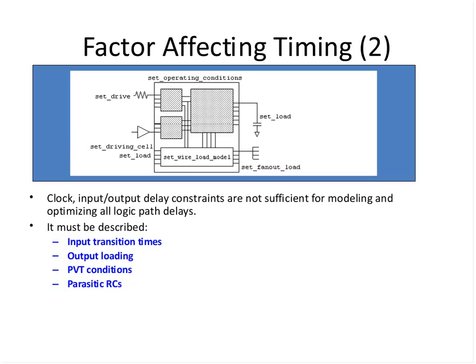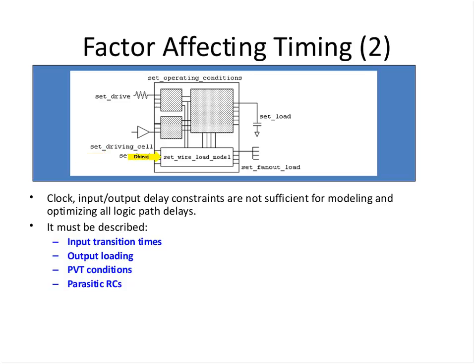Don't worry about the set drive command. Set drive is not used extensively now. It's either set driving cell or set input transition at the input side. Although you could also set load at the input, but it will help again. So set driving cell and set load go together. You can set the driving cell and you can set the load. So that will help DC in calculating the transition time at the input. Or you could use set input transition directly.